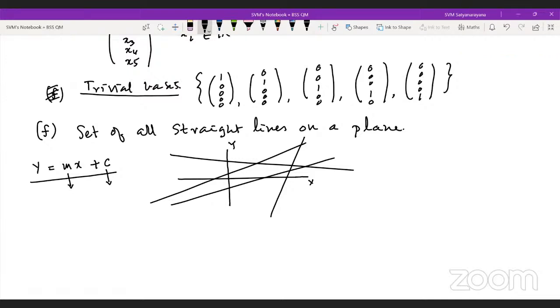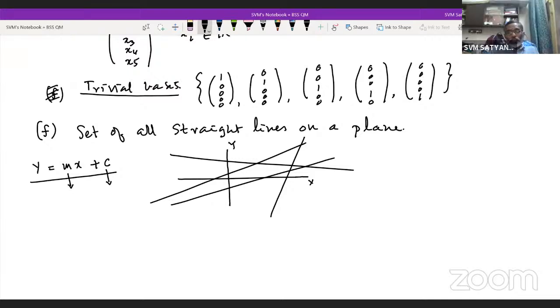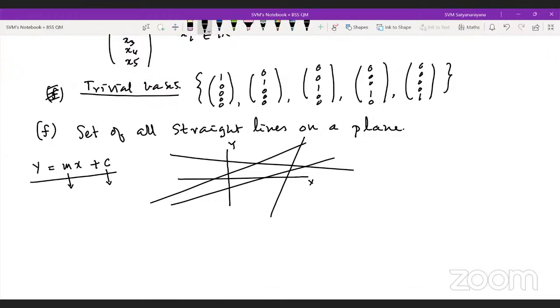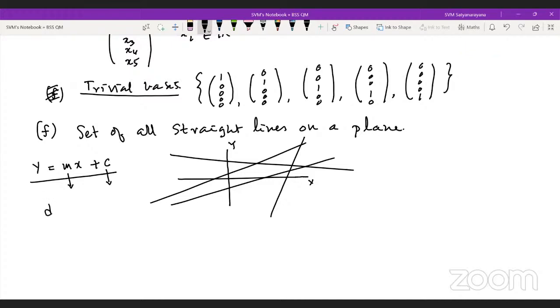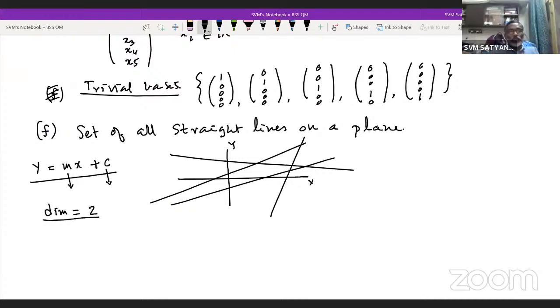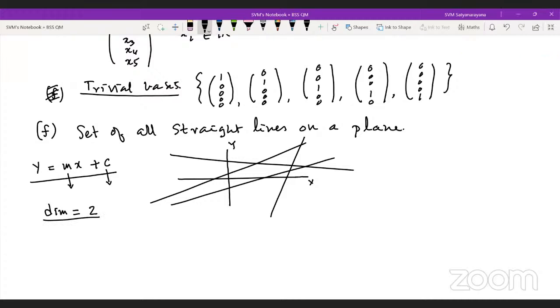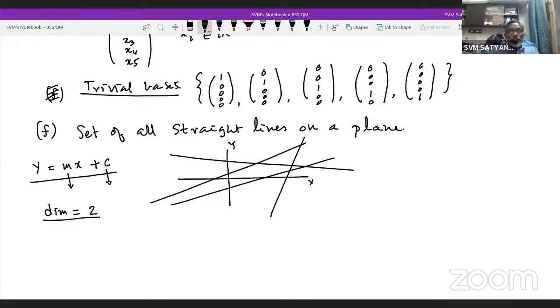Now, given the whole of x and the whole of y, to define a straight line, how many real numbers are required? Here in this case, 2. 2 real numbers are required, right? Yes, sir. So what is the dimension of this vector space in that case? 2. Just 2, because you require 2 real numbers. Now you ask a question. What should be the trivial basis for this?